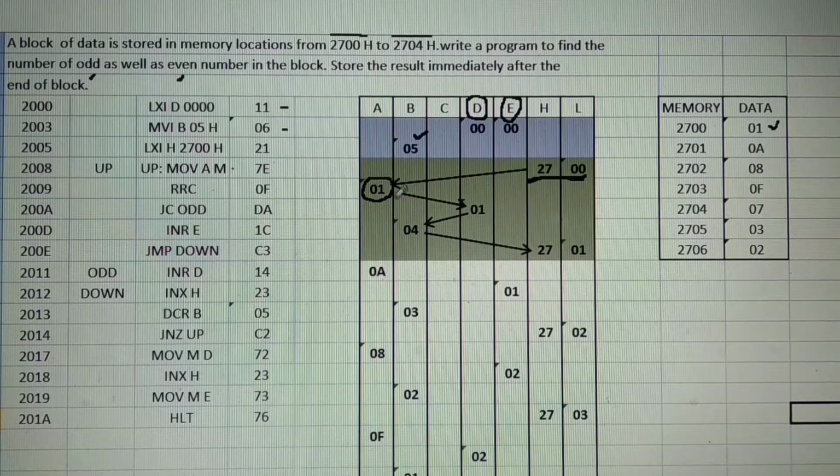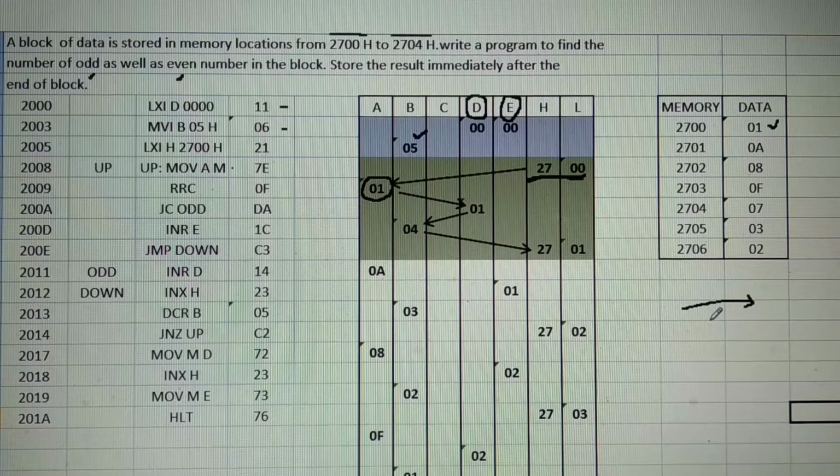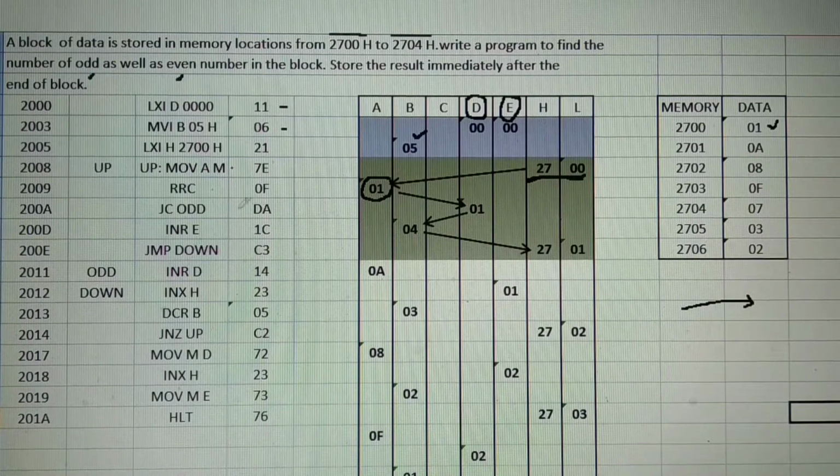So we have to rotate this number towards the right. We can use RRC or rotate accumulator right, RAR or RRC, so that the least significant bit goes to the carry flag. With the help of RRC, the least significant bit goes to the carry flag. If carry is set, that means the number is odd. And if carry is not set, it means the number is even.